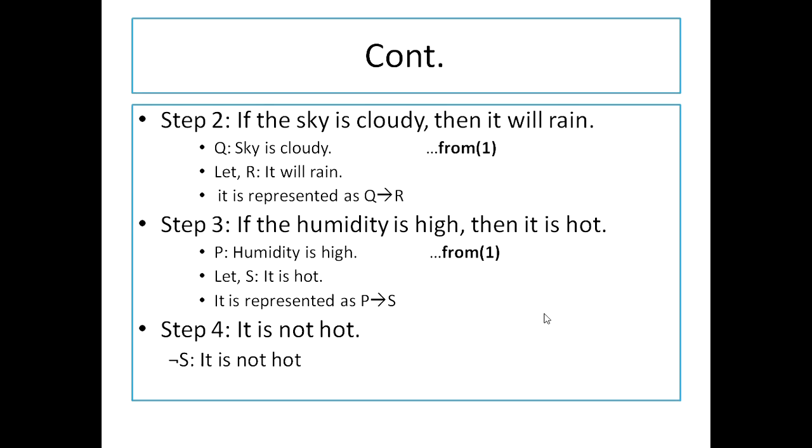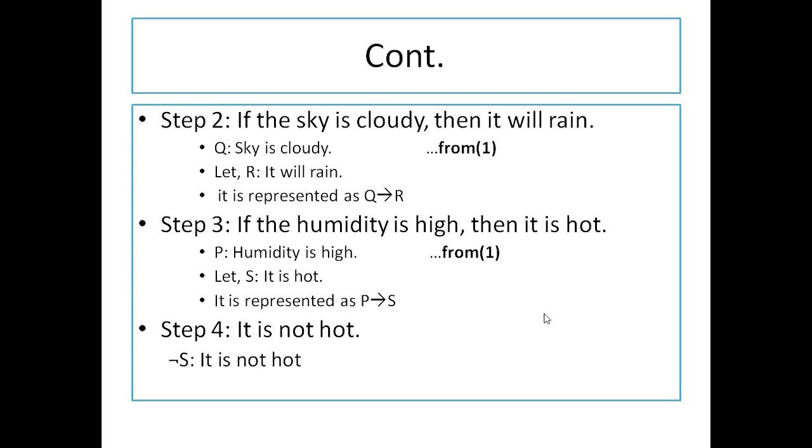Then for the third statement, if the humidity is high, then it is hot, we will generate a propositional logic statement for this. Let us assume P denotes humidity is high and S denotes it is hot. So we can apply implication for this. If the condition humidity is high is true, then the statement it is hot is also true. So we can apply implication. We generate this if P then S formula.